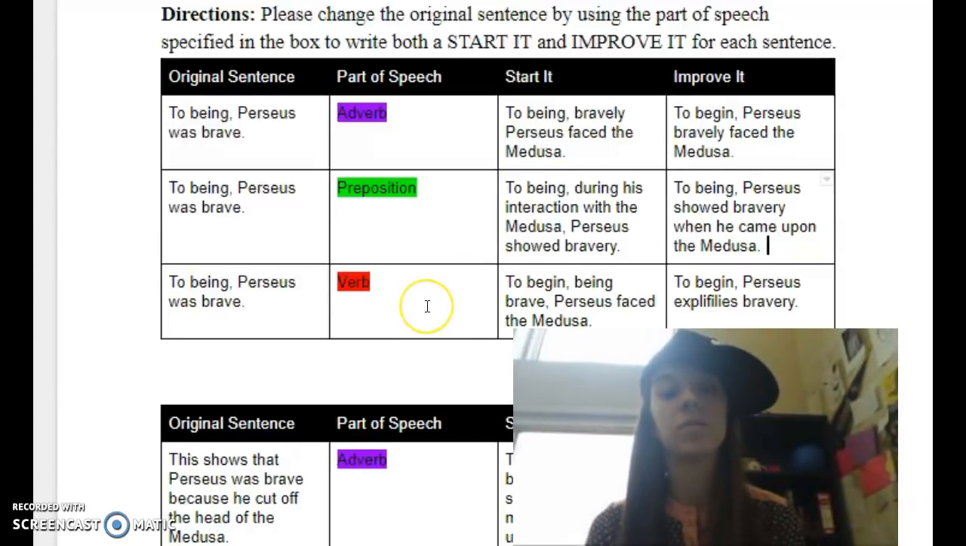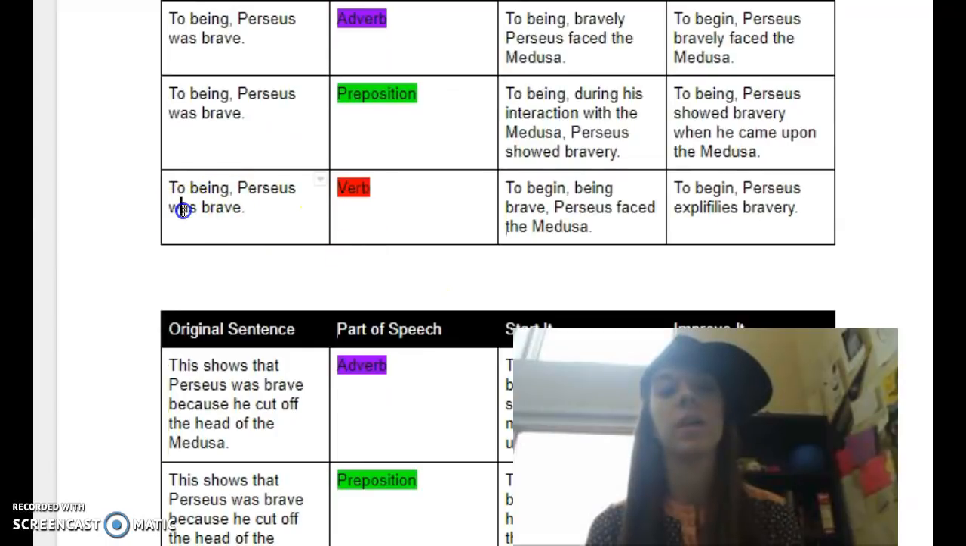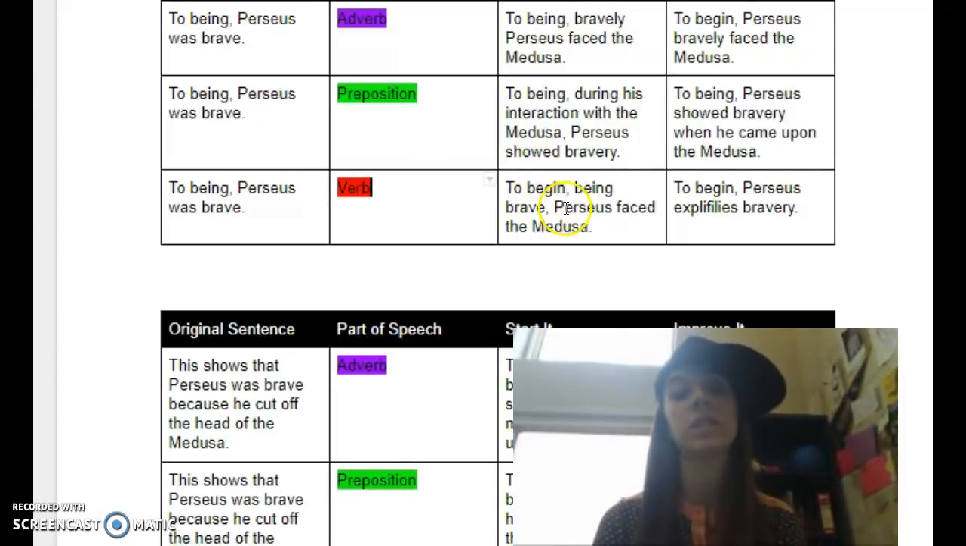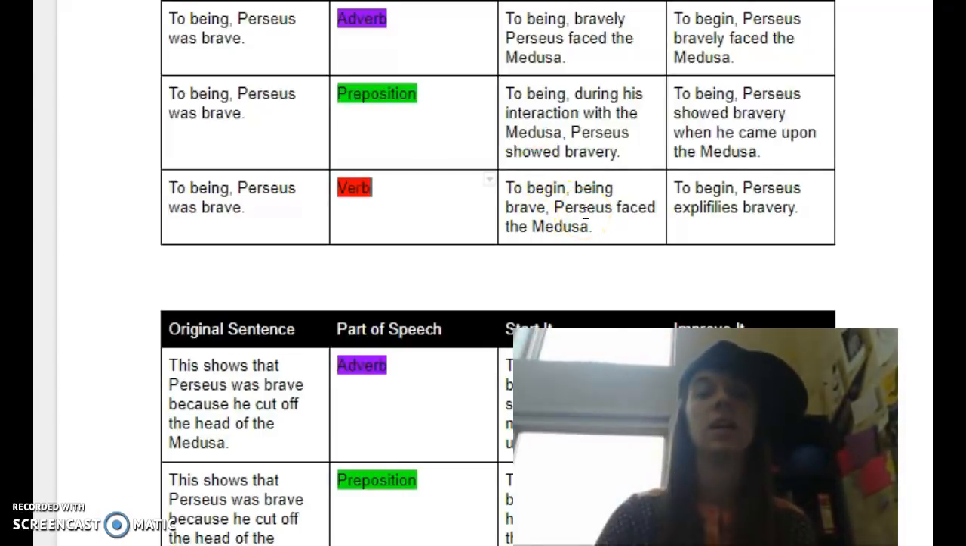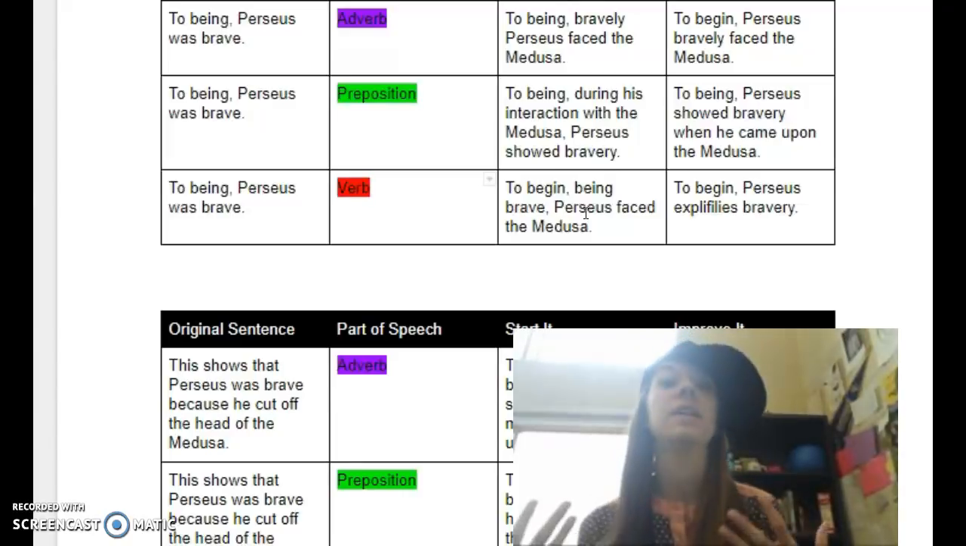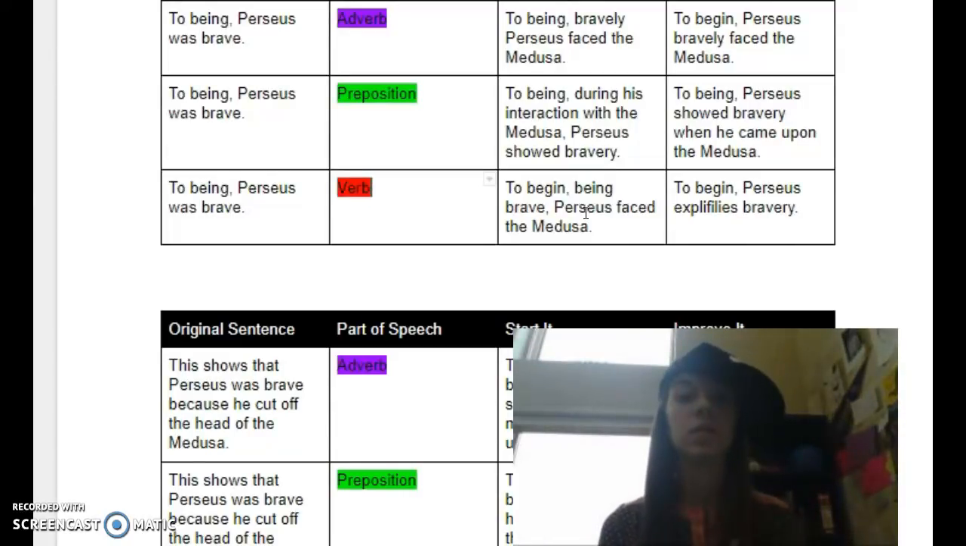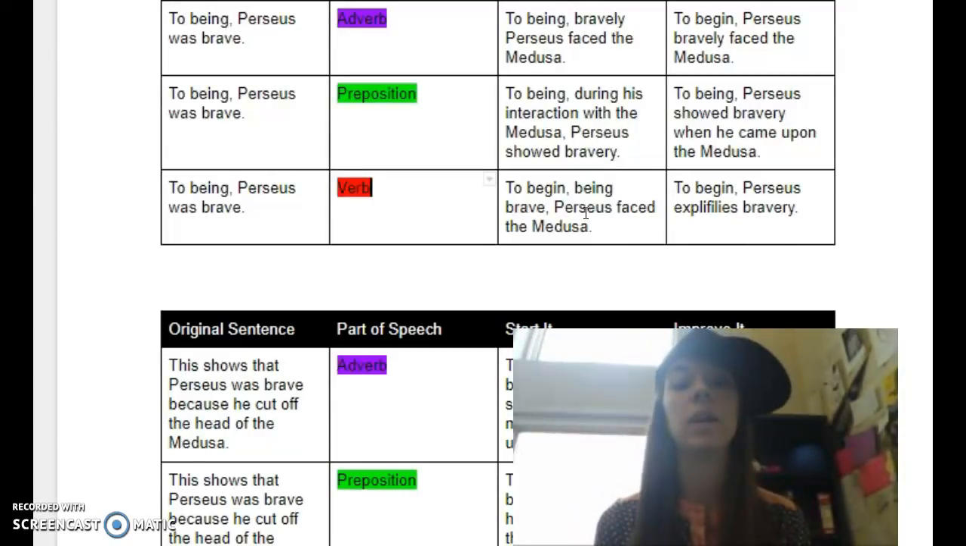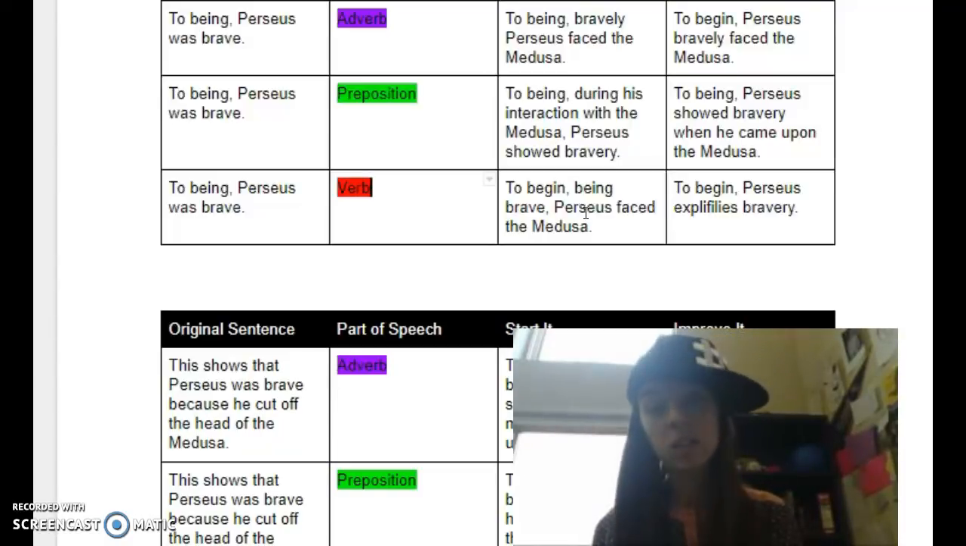Awesome. Now we're going to go to verbs. So we're going to again change that verb. We know that was is the verb here. That's a stated being verb. So I'm going to think about how to enhance or change that verb. Okay, so for start it's, I'm going to move it to the front. And I can't just say to begin was. That doesn't work. But if I said to begin being brave, that still describes Perseus. That still is a verb and it is grammatically correct. So I said to begin being brave, Perseus faced the Medusa.